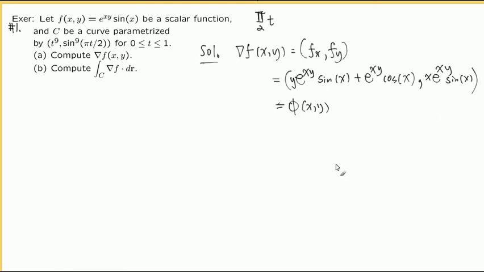Any question about part A? Now once you write this down, hope you recognize, oh, that's a vector field, right? At each point x comma y, a vector is assigned. So here's a vector field phi. The second part is asking you to compute the line integral of this along this path, right?